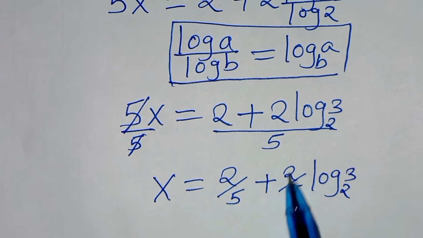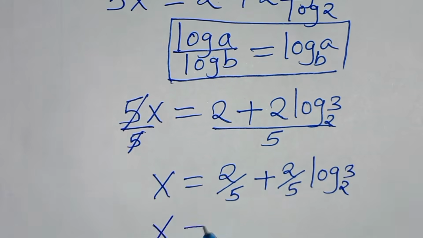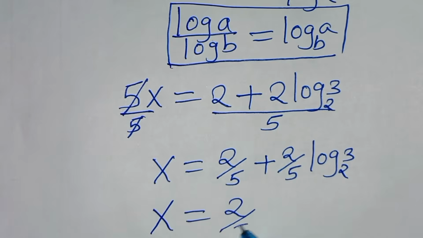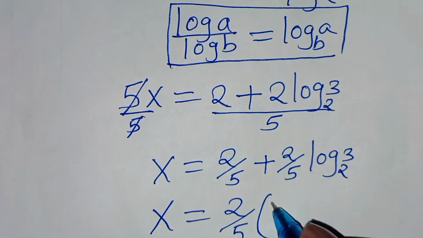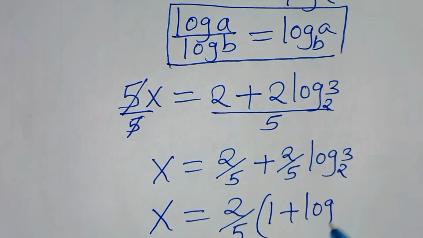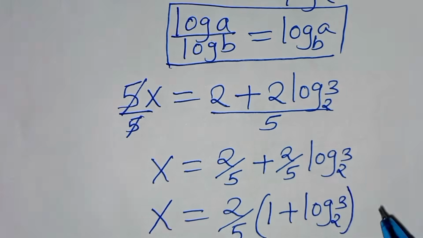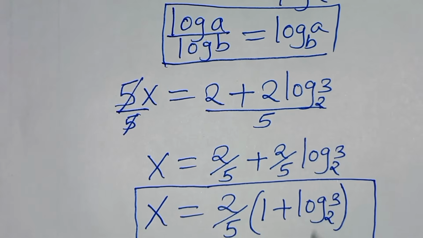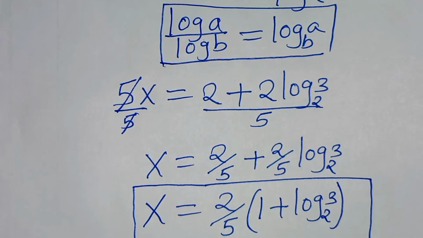And given that 2 over 5 is common here, we can factor out 2 over 5. So x will be equal to 2 over 5 into the parentheses 1 plus log 3 to base 2. So this is the value of x. The next step is to verify that this value of x satisfies the equation.